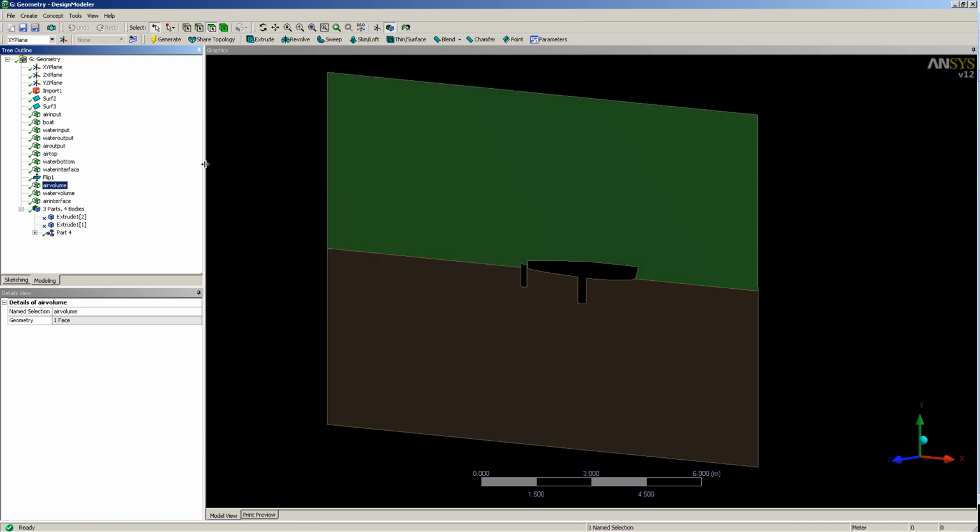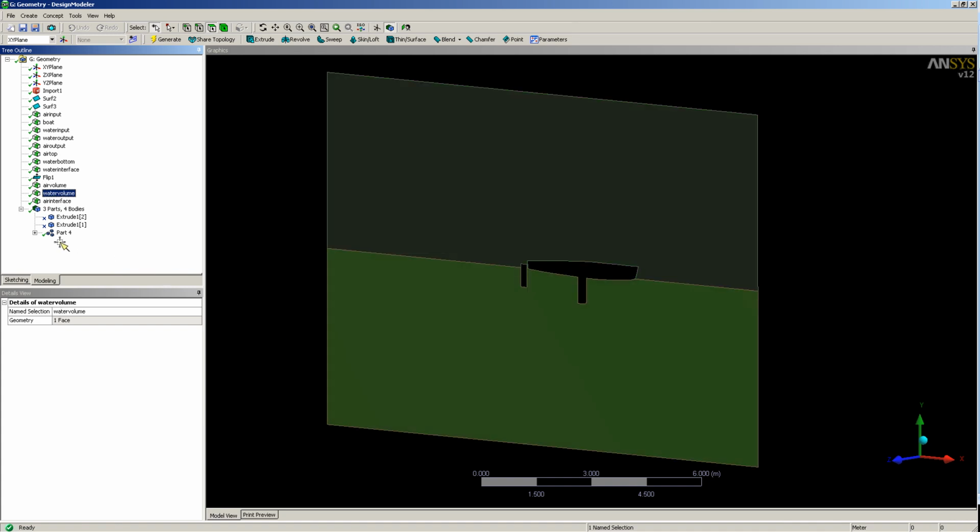And then obviously there's the volume of the air, although it is an area in a 2D simulation, not a volume. And then there's the volume of the water as well. So once we'd labelled all these things, we were confident that we'd be able to reference them when we were in Fluent later on down the setup.